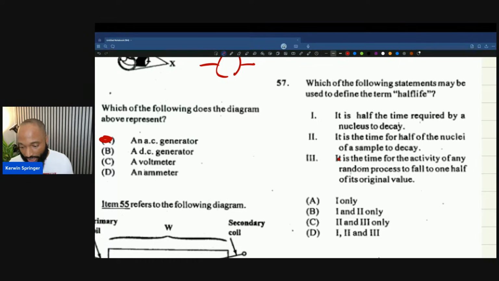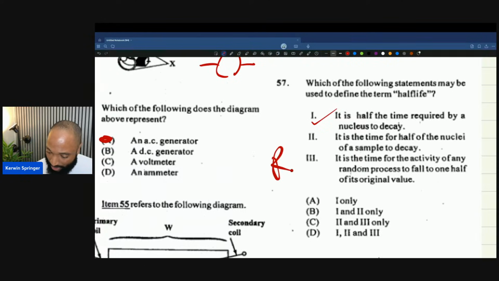Half-life is half the time required by the nucleus to decay. It is the time for half of the nuclei of a sample to decay. We actually accept this as well. And you're referring to the radioactive nuclei when you say that, right? It's not all the sample just decaying and disappearing. And it doesn't even disappear, it's changed into other substances. It is also the time for the activity of any random process to fall to 1/2 of its original value.